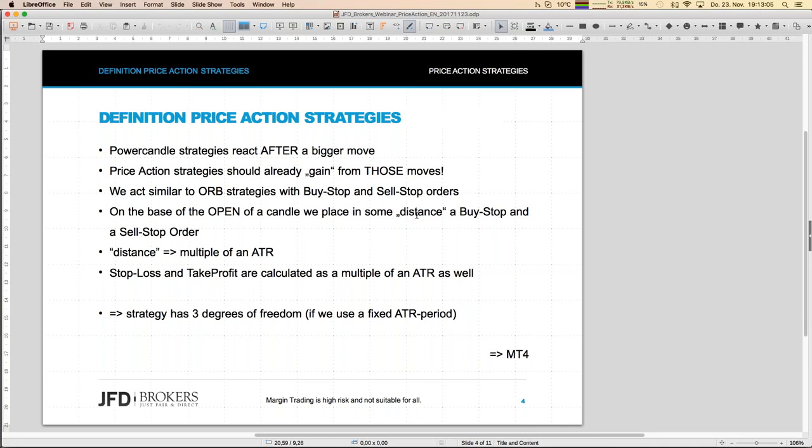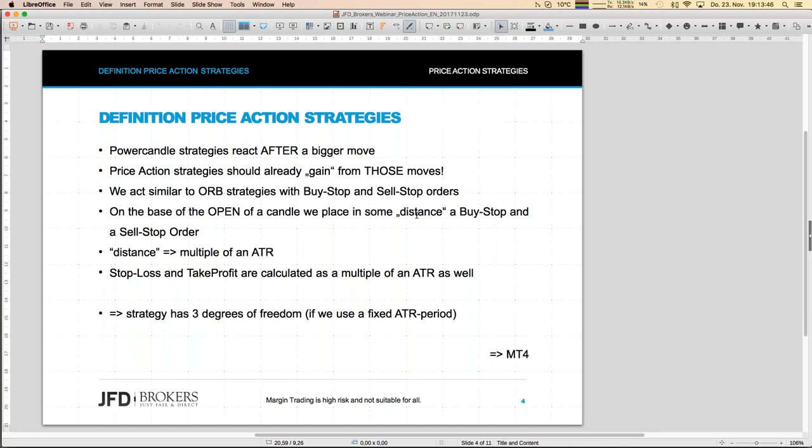the sell stop order. Think about a chart, you have an ATR, and you say, okay, in a distance of one times ATR, I place those two orders. The good thing about using the ATR is that you always have the overall volatility within your strategy. So if the overall volatility goes up, then those distances in absolute numbers, in pips, for example, would increase. And if there's not that high volatility, the distance becomes smaller in values like pips.